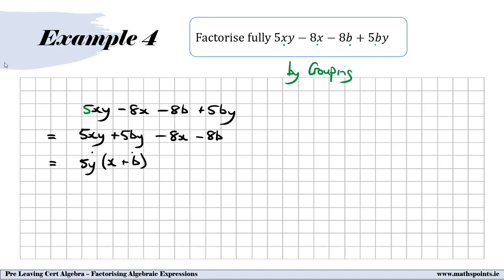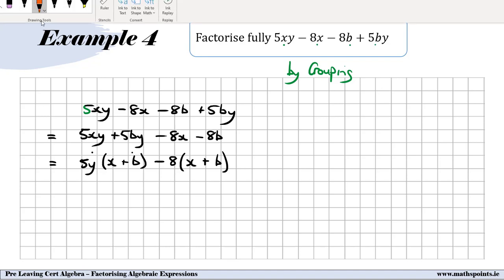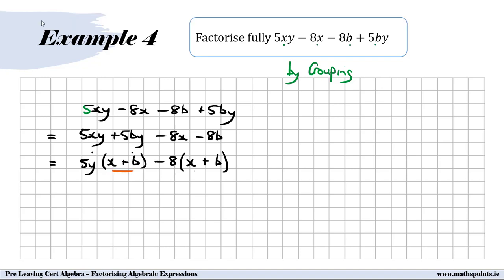Moving on to the second pair, we can see that the common factor in this case is minus 8. So I'm going to factor out a minus 8. Now if I divide minus 8x by minus 8, I'm left with x. And if I divide minus 8b by minus 8, I'm left with plus b. So as in the previous example, I know I'm on the right track because my brackets are identical.